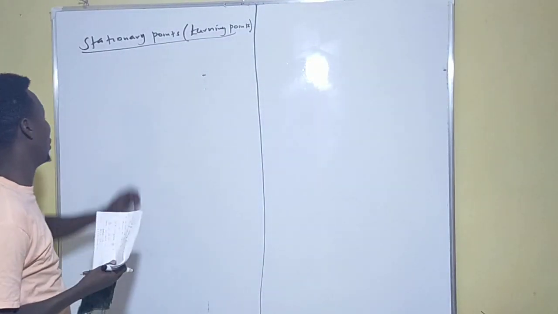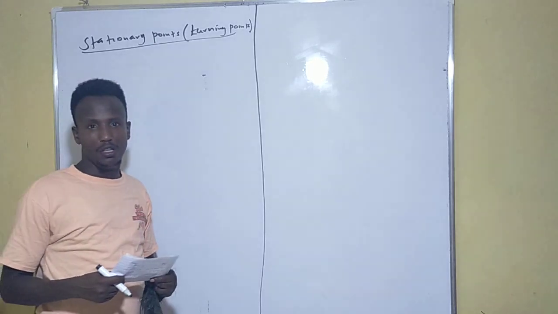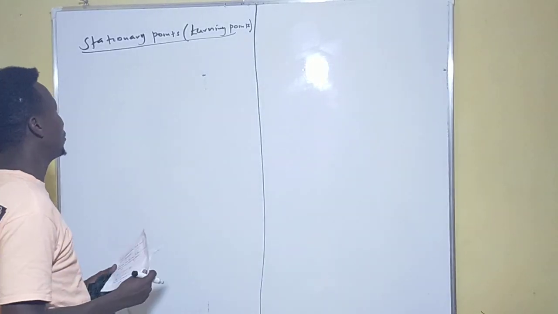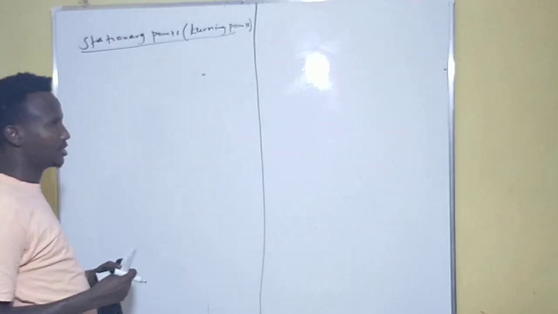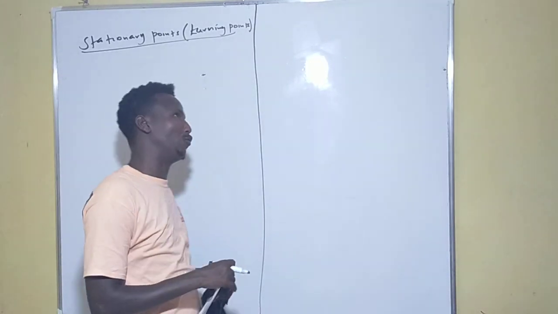Today we are going to discuss stationary points. We also call them what? Turning points. These are the points where the curve turns. So we have three types of stationary points. We have maximum point, we have minimum point, and we have point of inflection, for your information.